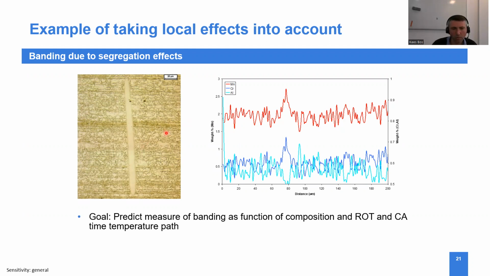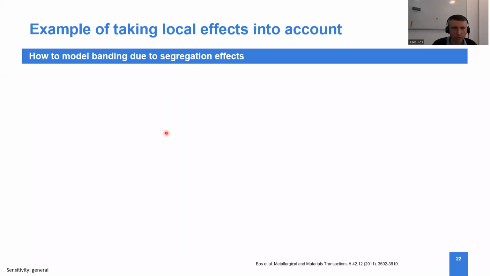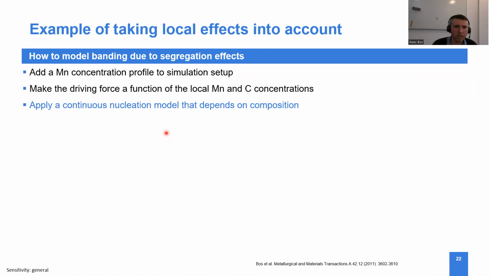So the goal then is to predict the measure of banding as a function of the composition, and of course then the runout table, but later also the continuous annealing line time temperature path. So what do we need for that? How can we achieve that? And of course, the first thing you need to do is to add, in this case, a manganese concentration profile to your simulation setup. And well, that's something that can be done. And then for growth, you have to make the driving force a function of these local manganese and carbon concentrations. But the important part is actually that you need a proper nucleation model that can handle this.